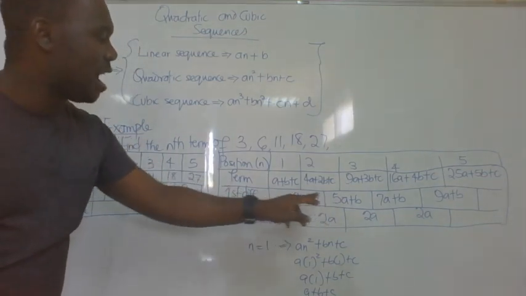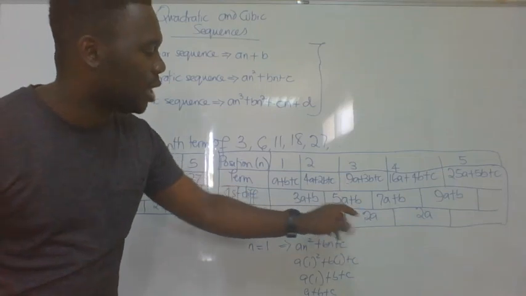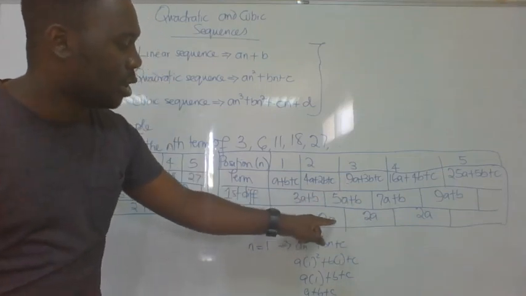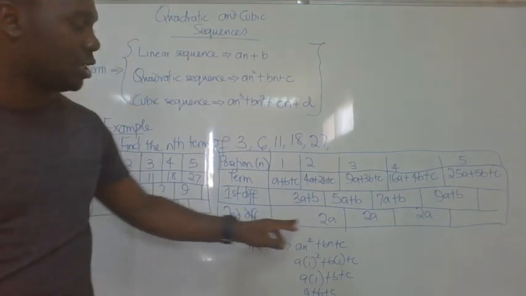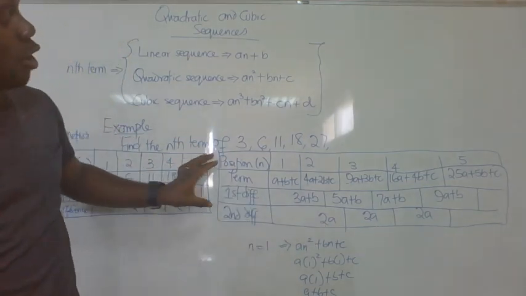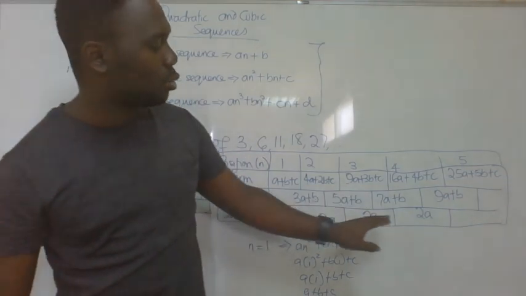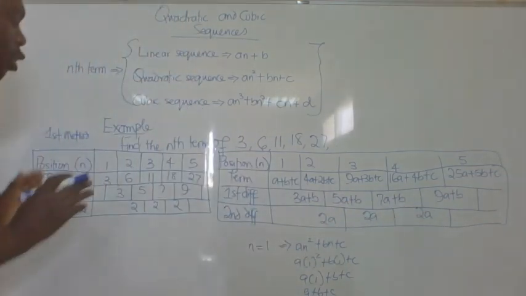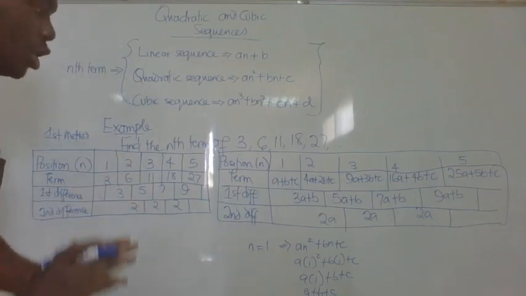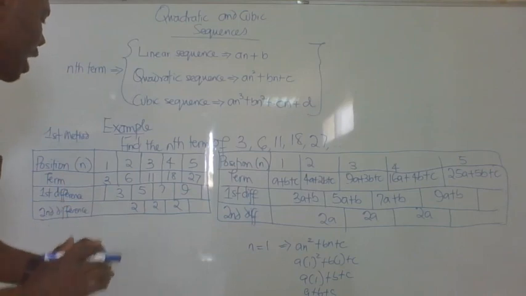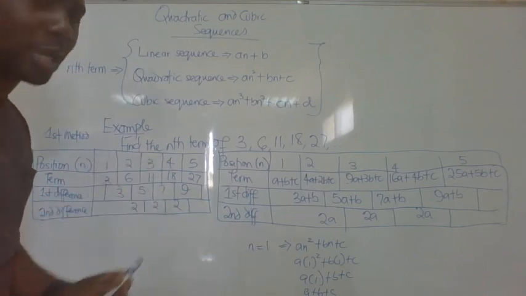Now 5a minus 3a is 2a, 7a minus 5a is 2a. Of course, b minus b goes out, so b is not in the second difference. If you observe, going by the algebraic representation of a quadratic sequence, you already have 2a, 2a, 2a. Now the next thing is to equate and begin to solve the problem, which is what we are going to be doing straight away.